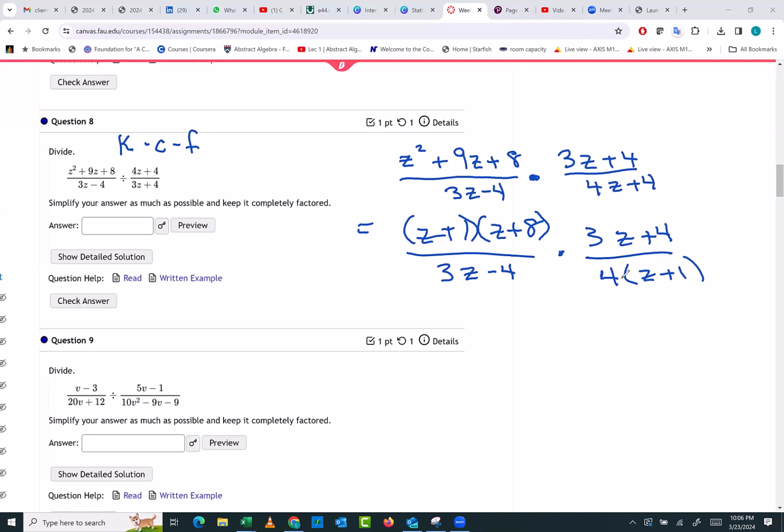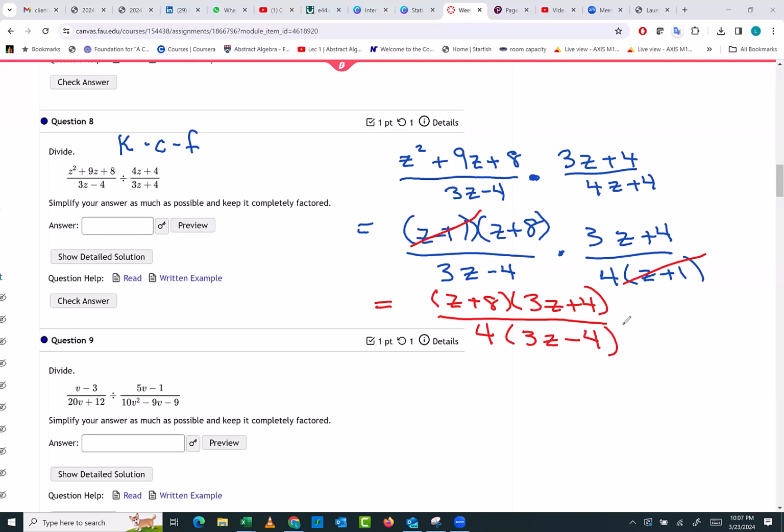And then let's do the fun part, which is canceling. Z plus 1. And that's it. Why can I not cancel anything else? Because I can only cancel factors. Factors are things that are multiplied together. So I have z plus 8 times 3z plus 4 divided by 4 times 3z minus 4.